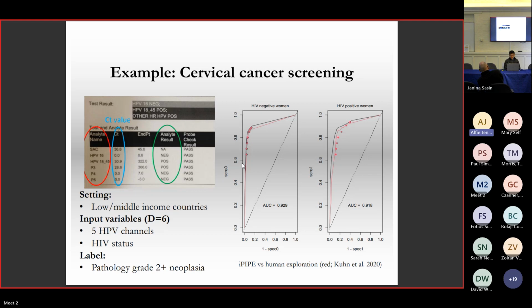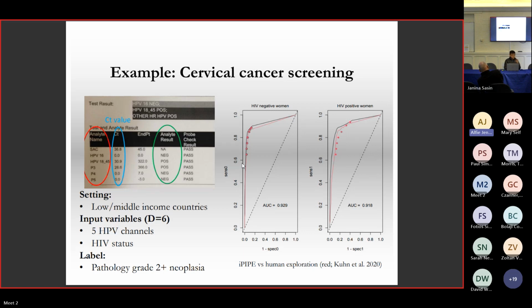I think she spent like 3 months of work with the help of a postdoc. For me, it's 15 minutes. So this is number one. Number two, this is just a six-dimensional problem. If you imagine dealing with a problem with many more assays, I don't think a human can possibly handle that. So this is where IPipe would be very useful as we increase dimension.